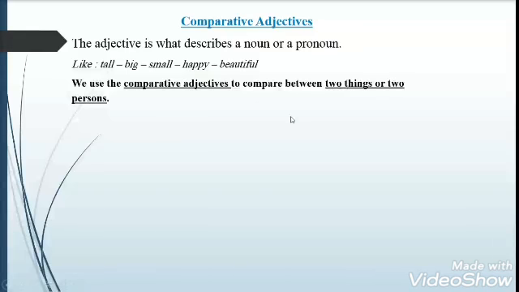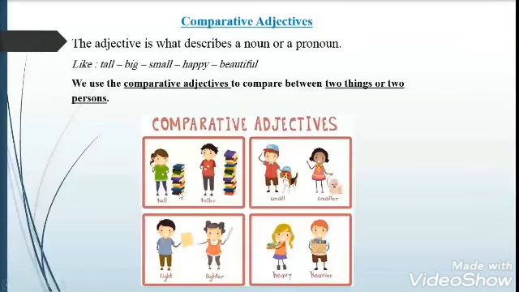Okay? Fine. Let us check this picture. Come on together. شوف كده. البنوتة والولد. Tall. Taller. Small. Smaller. Light معنى خفيف. Lighter. Heavy. ثقيل. Heavier. Okay? So this is the comparative adjective. الصفة بنقارن بين two things. I'm comparing between two things.